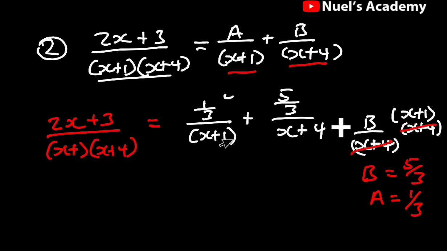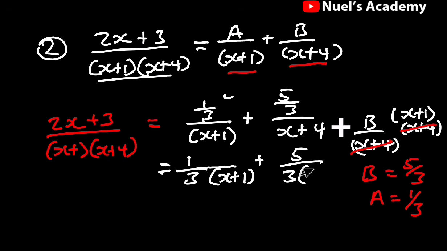Now, there's another way to express this. Let's bring this 3 to the denominator here, so that we're going to have 1 over 3 multiplied by x plus 1, then plus 5 over 3 multiplied by x plus 4.